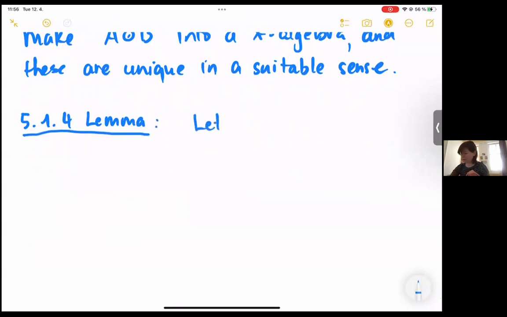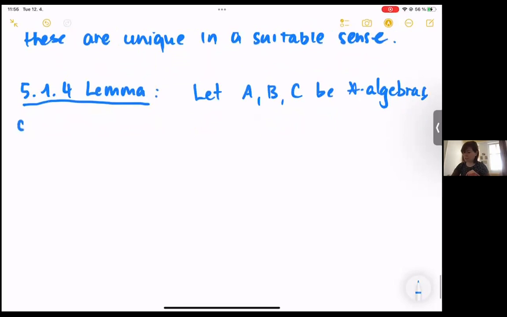So let's start with the lemma. So if we have 3 star algebras, and star homomorphisms, A into C and B into C, and their images commute.